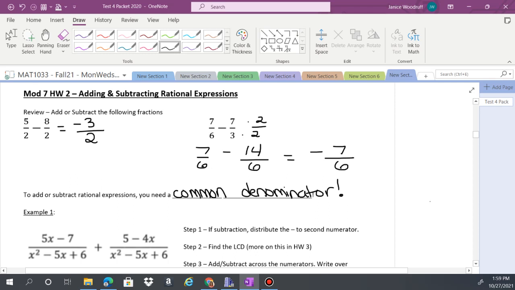So we are doing actually the same thing with rational expressions, except it looks a lot harder because now you have variables. This section, though, we're just going to deal with when we already have a common denominator. And then on Monday, we will do the non-common denominator, which is a little harder.